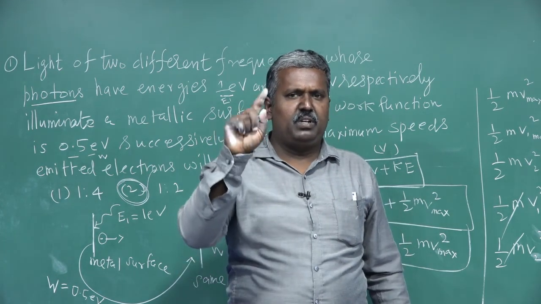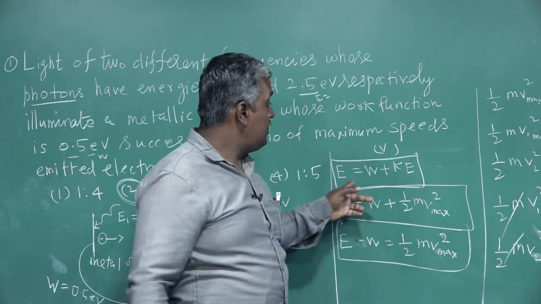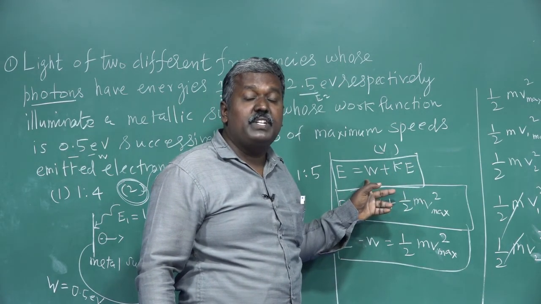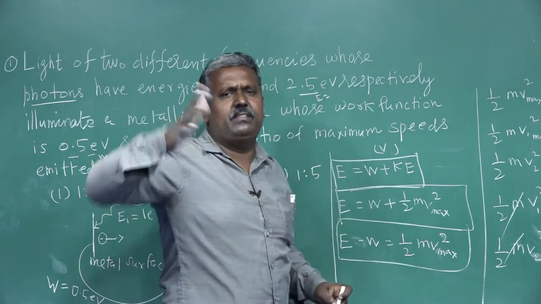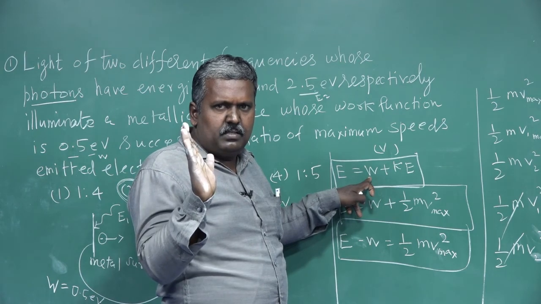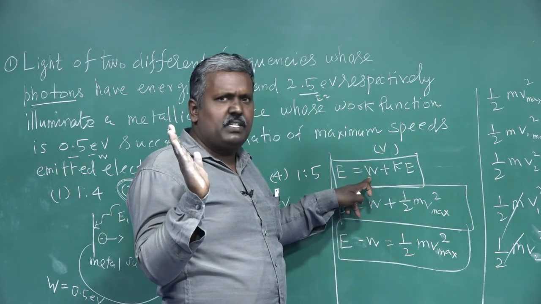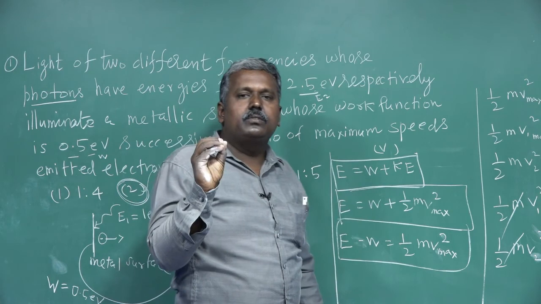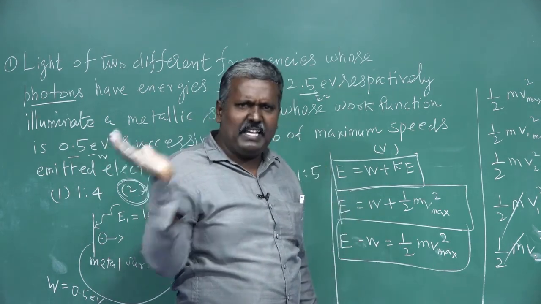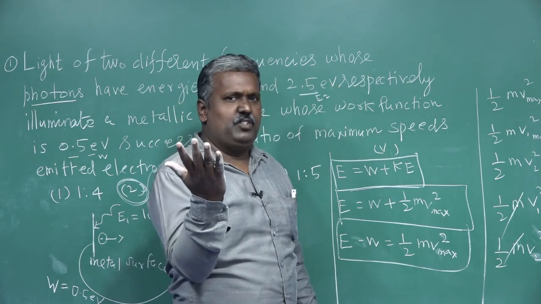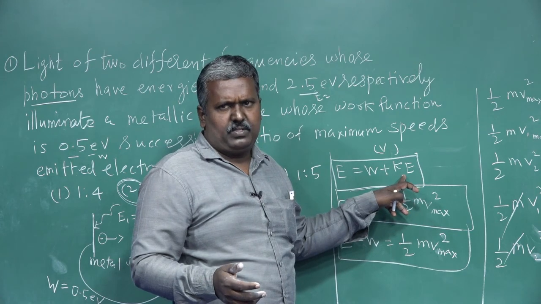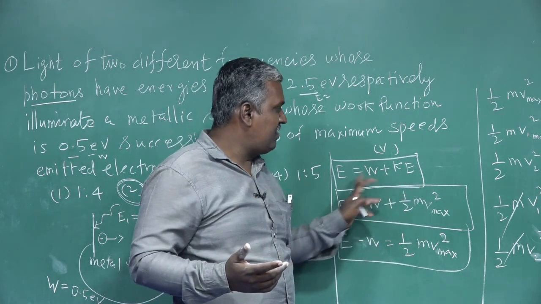Simply keep in your mind only one formula: E is equal to W plus KE. That means the energy of the incident photon is spent in two ways. In the first way, what is meant by work function? The energy required to liberate an electron from the metal surface. So it is spent to liberate the electrons. Then the rest of the energy of the incident photon is spent as kinetic energy of the emitted electrons. That's all. This is a very, very important formula.